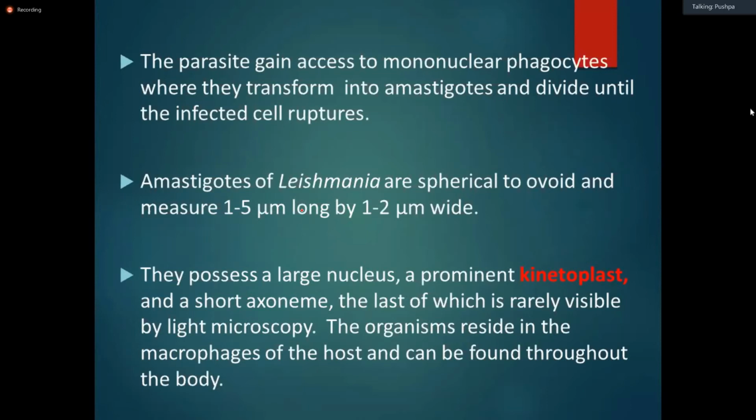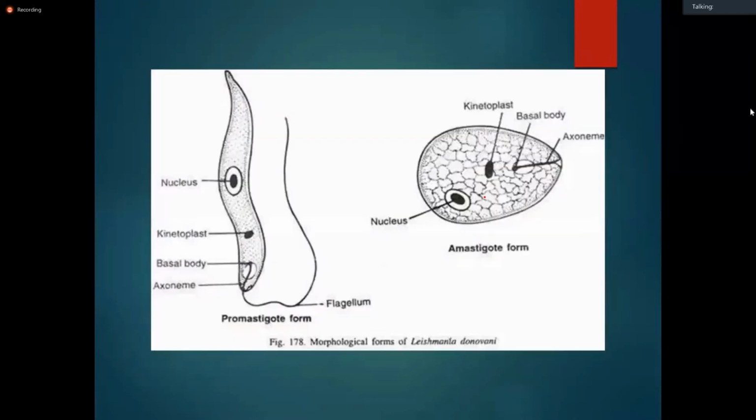Amastigotes of Leishmania are spherical to ovoid and measure 1 to 5 microns long and 1 to 2 microns wide. They possess a nucleus, a prominent kinetoplast, and a short axoneme, the last of which is rarely visible by light microscopy, and the organism resides in the macrophage of the host.